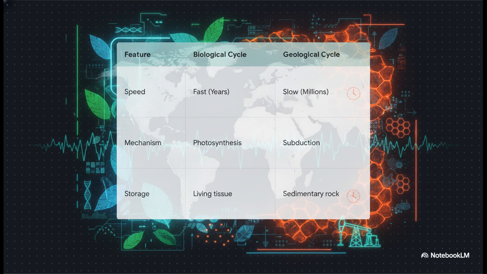The geological cycle, though, it is incredibly slow. The coal and petroleum we burn today took hundreds of millions of years of immense pressure to form, locking carbon deep underground through silicate weathering and tectonic subduction. For most of Earth's history, volcanic activity released carbon at roughly the same slow rate the geological cycle stored it, which kept the climate perfectly balanced.